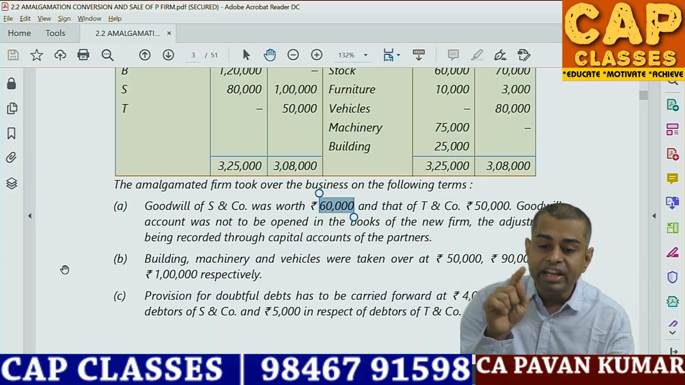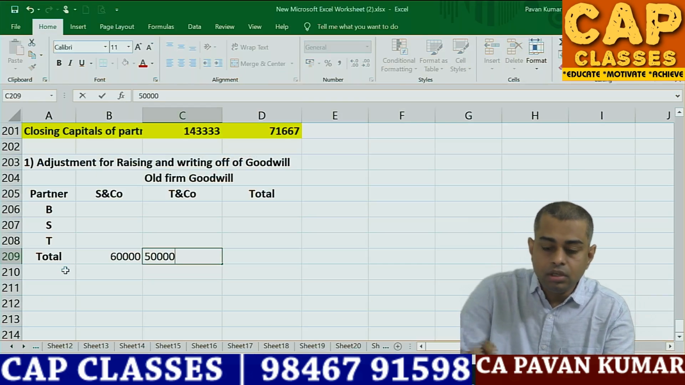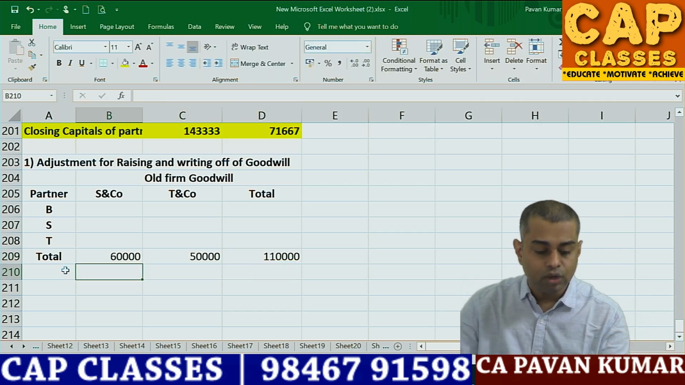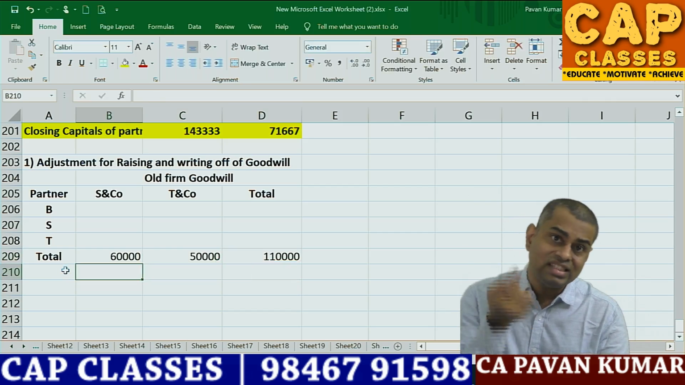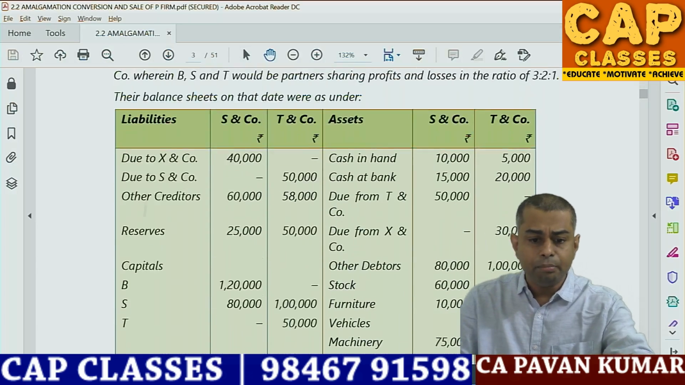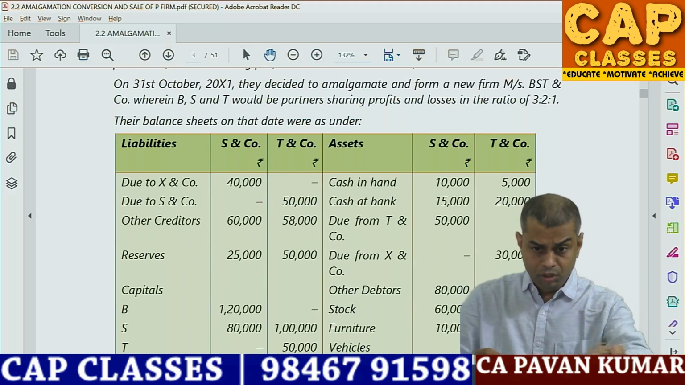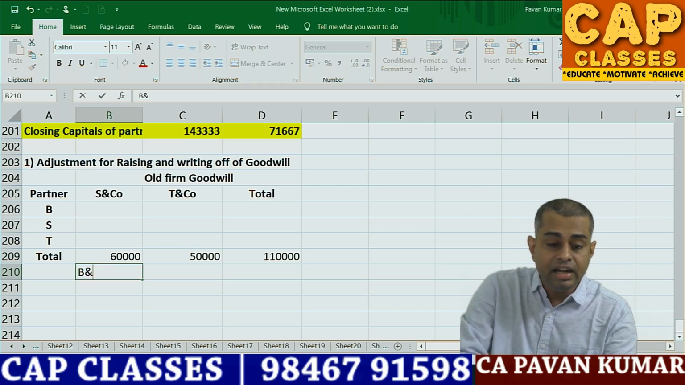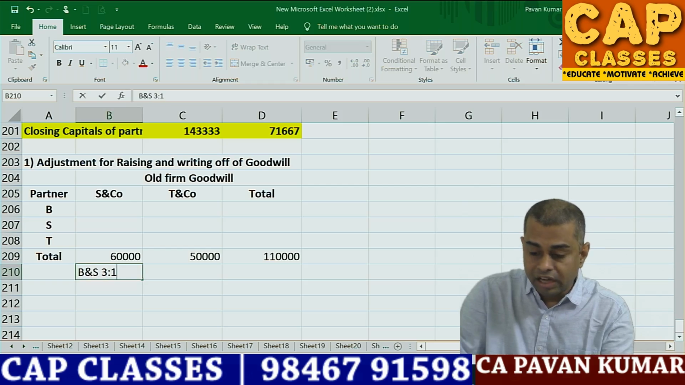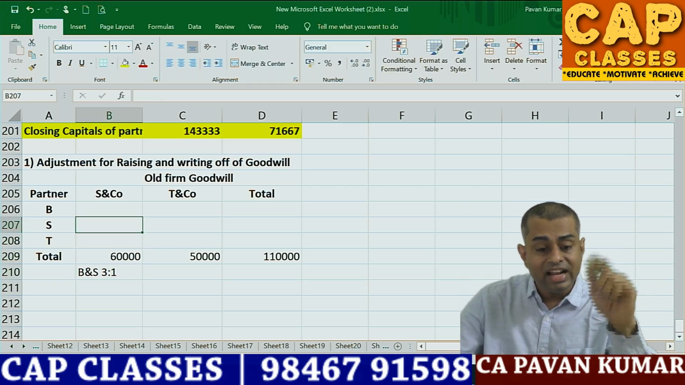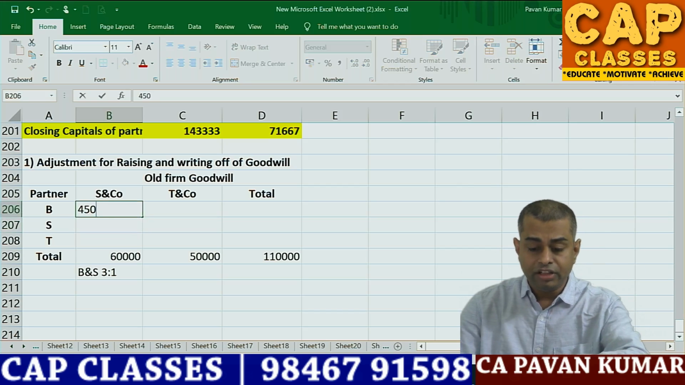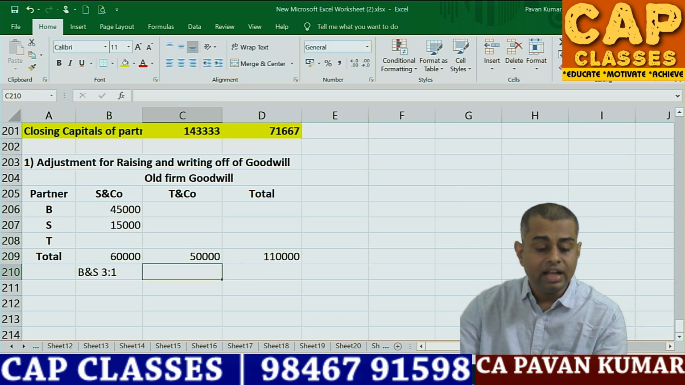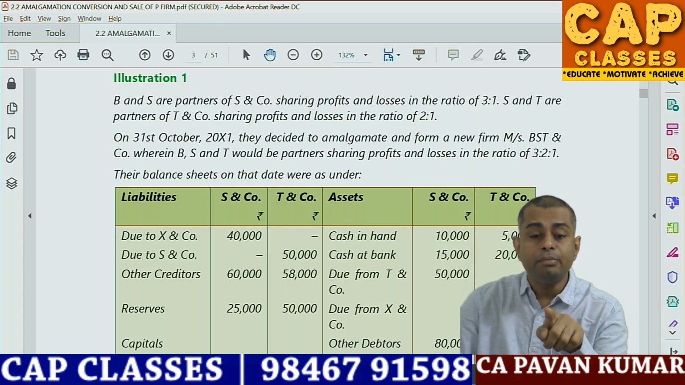Goodwill of T and company is 50,000. Here 50,000. So obviously total is 1,10,000. So S and company goodwill 60,000 should be shared between S and company partners in their profit sharing ratio. In S and company, who are the partners? B and S. What is the ratio? B and S in the ratio 3:1. So distribute 60,000 to B and S in 3:1 ratio. So will it be 45,000? 15,000? Is it right?